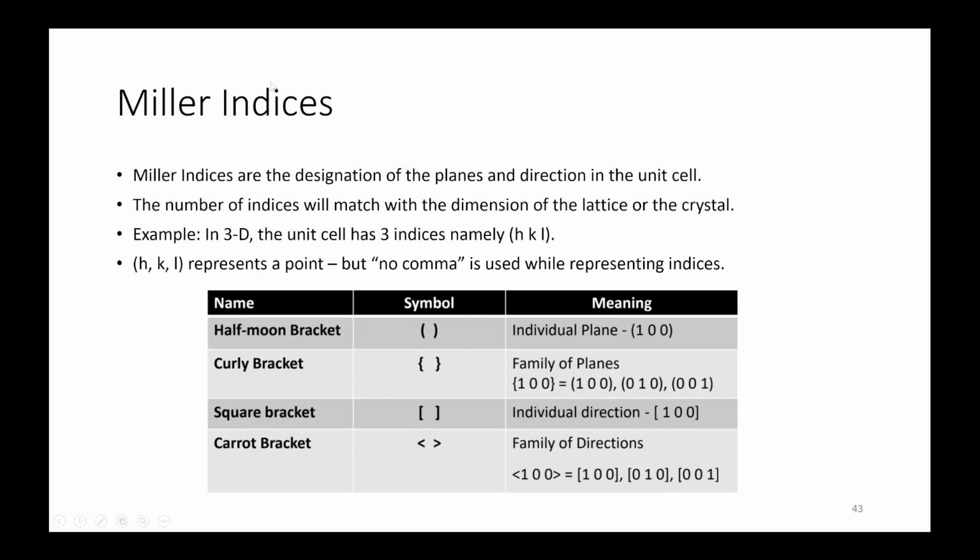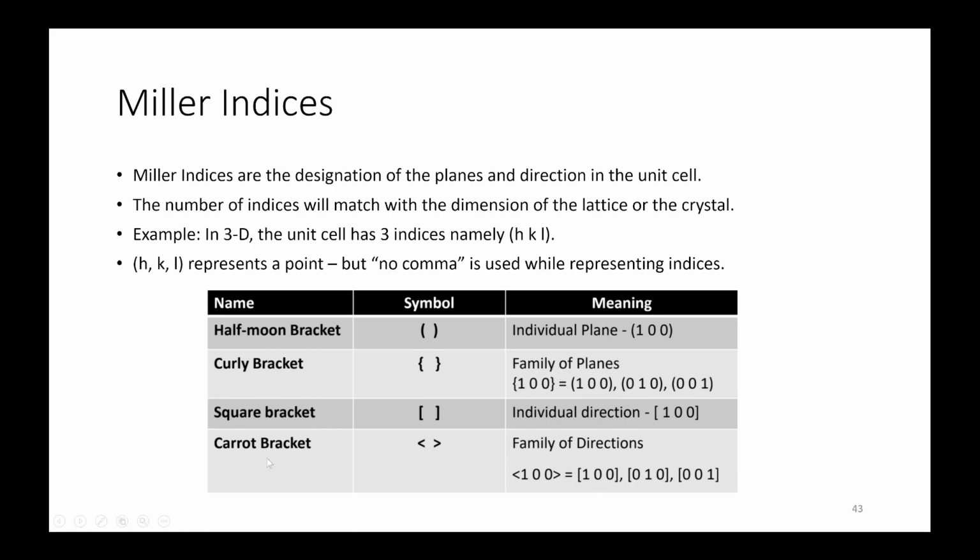Now the other topic is Miller indices. So Miller indices are the designations of planes and directions in the unit cell. The number of indices will match the dimension of the lattice or the crystal. For example, in case of 3D, the unit cell has 3 indices, h, k, l. Now hkl represents a point, and here we won't be using commas. Commas are used when we write coordinate points.